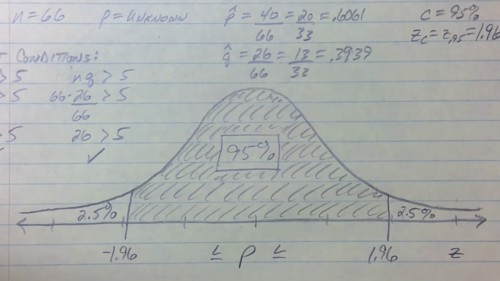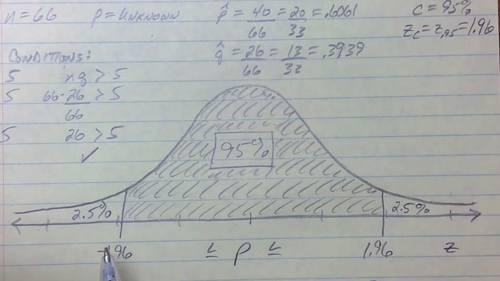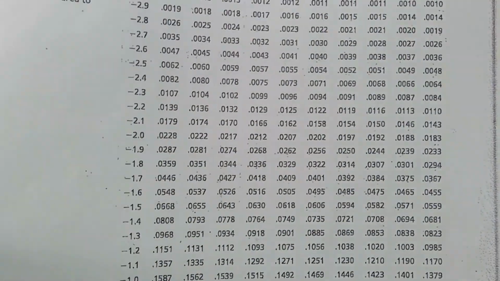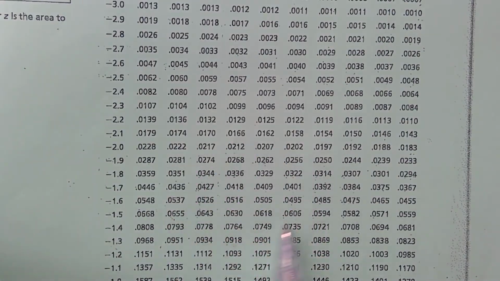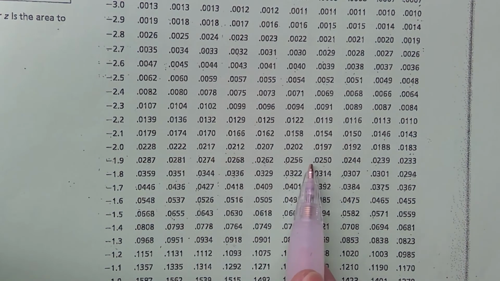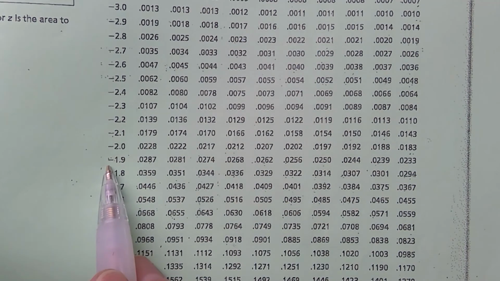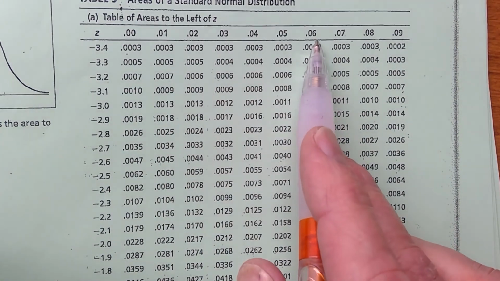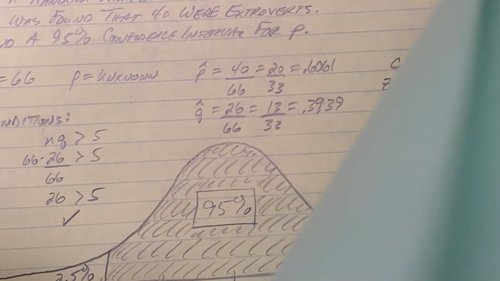So if I look, remember I'm over here on the left side, so I'm looking for a negative Z number. I'm looking for what negative Z number produced an area of 0.025. So I grab my negative Z table here, and I'm looking through my areas. These are all my areas, and I'm looking for 0.0250. That's it right there, 2.5%. What Z number produced that area? It's negative 1.9, and then we go up to 6, negative 1.96.